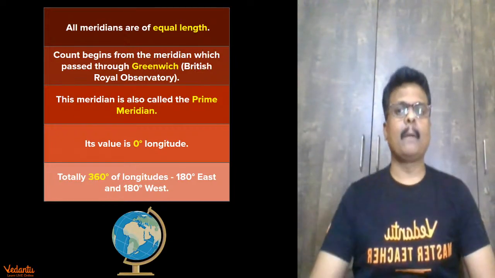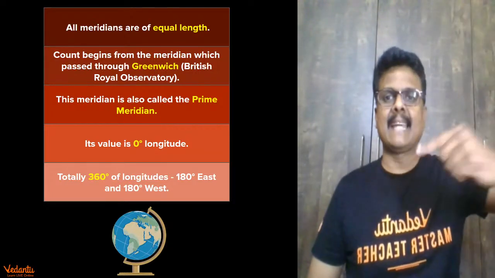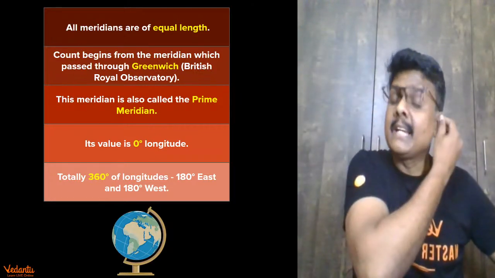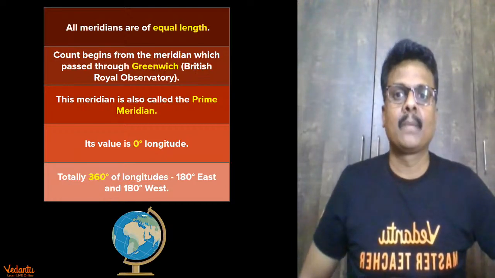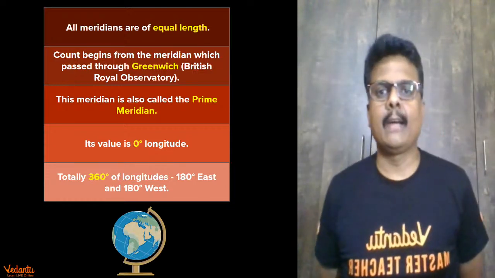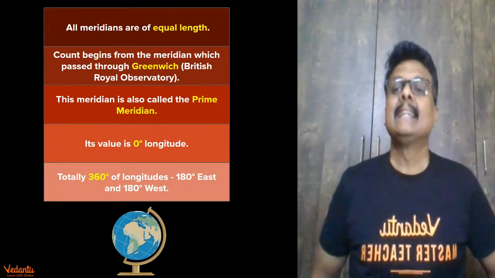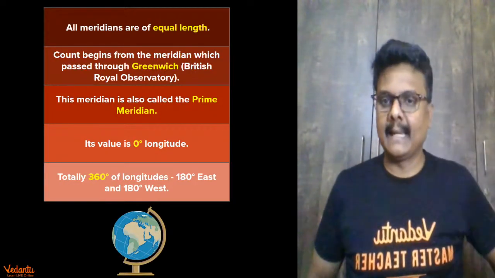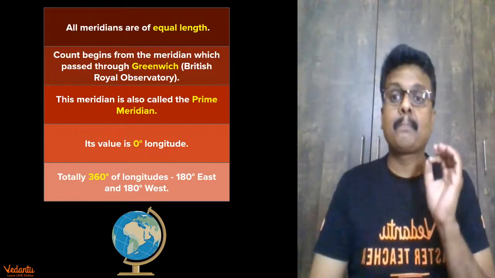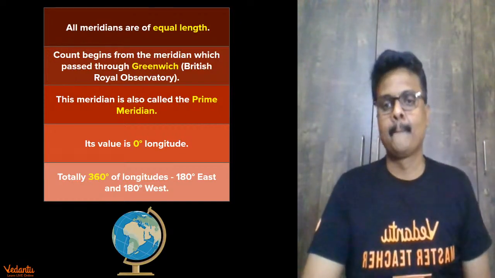So guys, I think I spoke about this. All meridians are of equal length. So the count starts from the central one, along the lines of the prime meridian, and it passes through something called Greenwich. Okay, Greenwich is a place in England. You call it the British Royal Observatory. So that is why we always say Greenwich Mean Time, right? Exactly. That is Greenwich in England. This meridian is called the prime meridian. That red color one that you saw, that is the prime meridian. So the prime meridian starts with 0° longitude.